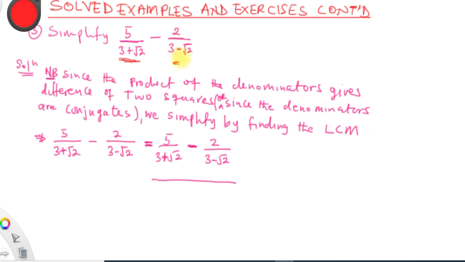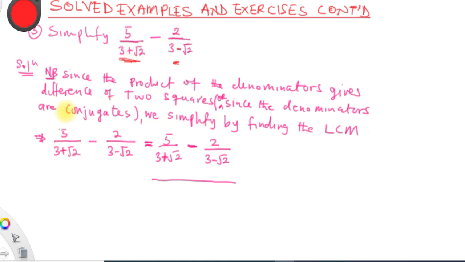And for the second term, the denominator is 3 minus square root of 2. But the conjugate of 3 plus square root of 2 is 3 minus square root of 2. It means that these denominators are conjugates. Therefore, you simplify this by finding the LCM.